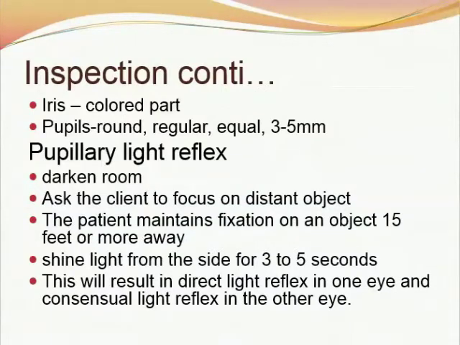Now we will assess the pupillary light reflex in the inspection. This is done by darkening the room and asking the client to focus on a distant object. The client maintains a fixation on an object 15 feet or more away. Then the examiner will shine the light from the side for 3 to 5 seconds. This will result in the direct light reflex in one eye and the consensual light reflex in the other eye.